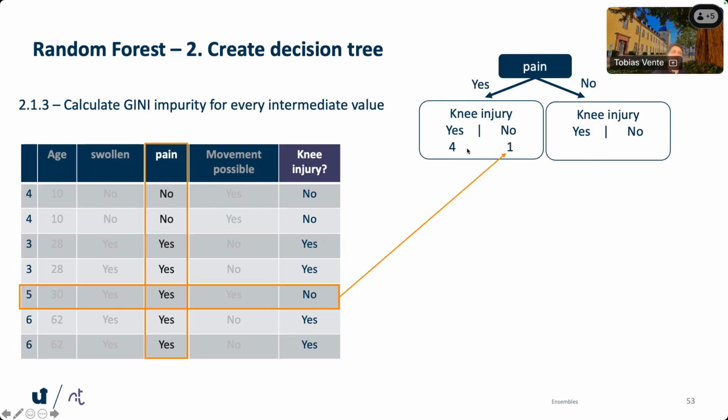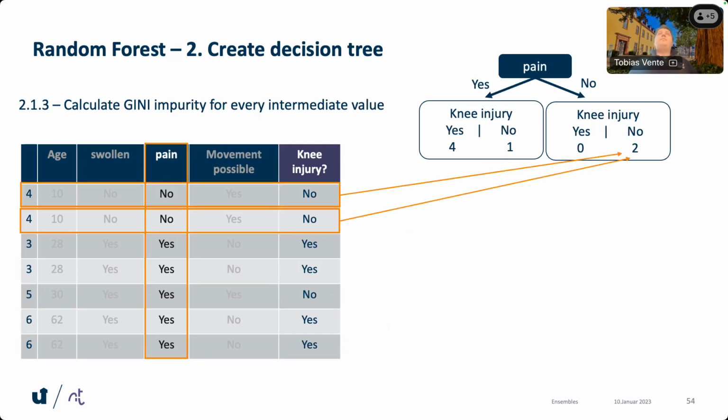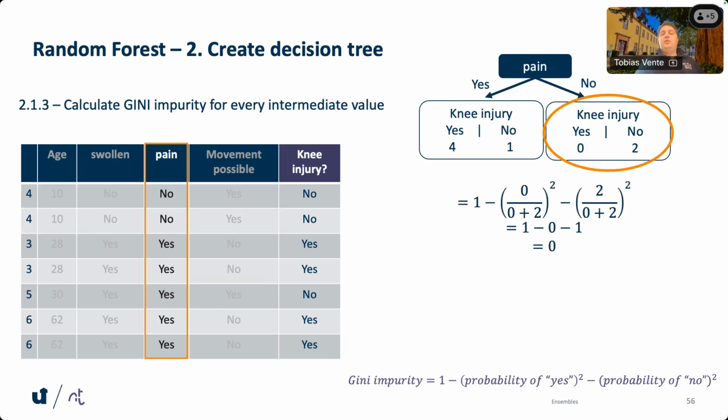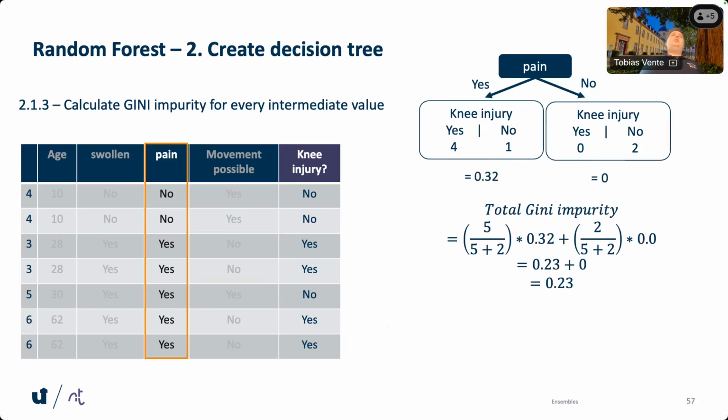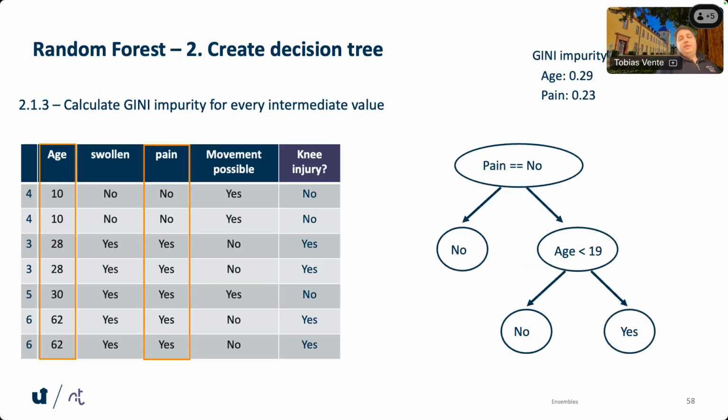So to translate this to meta level, it's basically if you have pain, in 4 out of 5 cases, you have a knee injury. In 1 out of 5 cases, it's painful, but it's not actually an injury that needs to be treated. And then here, if you don't have pain, well, both of the patients, they didn't have a knee injury. And then you calculate the GINI impurity as before, and the total GINI impurity is 0.23. Therefore, pain comes first, because if we split the data apart by pain, we have a lower impurity. So it's better suited to split the data.